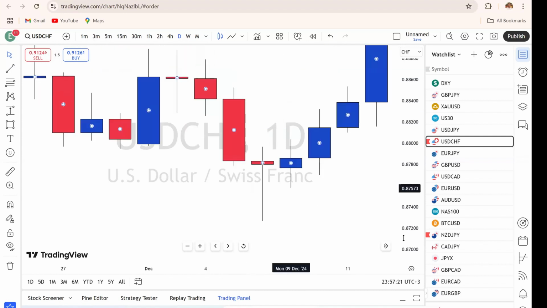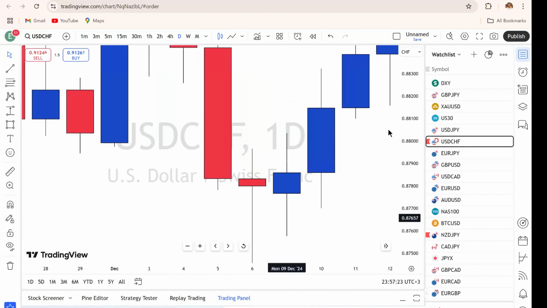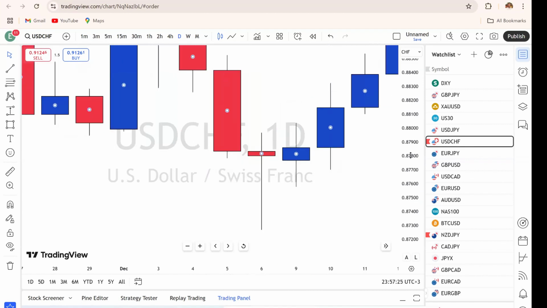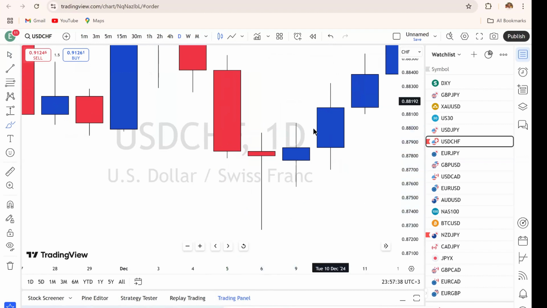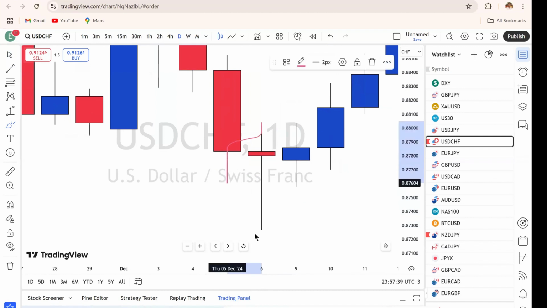Like this candle here, let's call it a hammer. This candle here. Let me mark it. Huh? Hey, yo. I don't know why it's doing like this. Oh my God, oh my God.